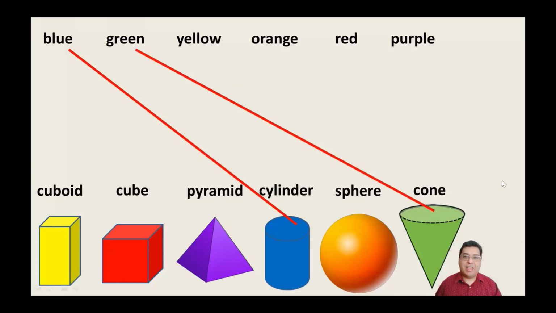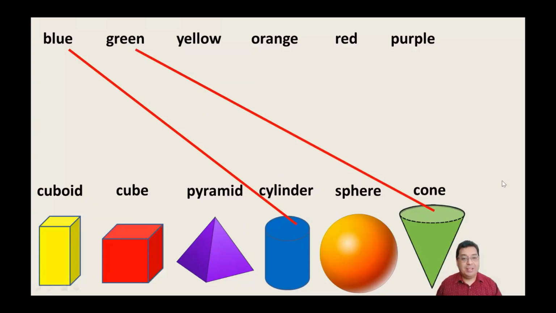And what's the name of that 3D shape? That's right. The name of this 3D shape is a cone. All right, let's take a look at this color here. What's the name of that color?